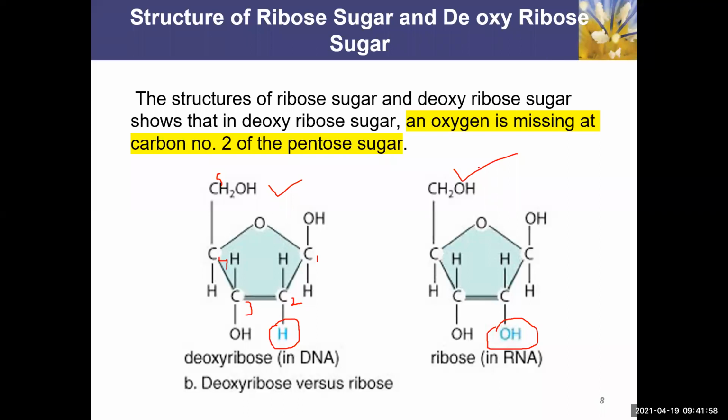Dashes, absolutely. Very good. We call them prime numbers. If you remember that, it's very important to avoid the confusion, because we're going to have the bases also here. So bases will also have carbon 1 or nitrogen 1, 2, 3, 4, to avoid the confusion.